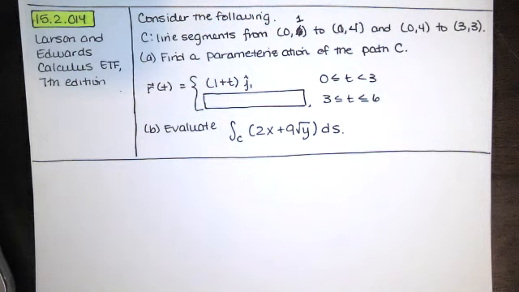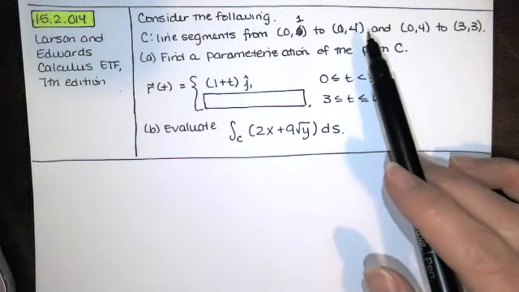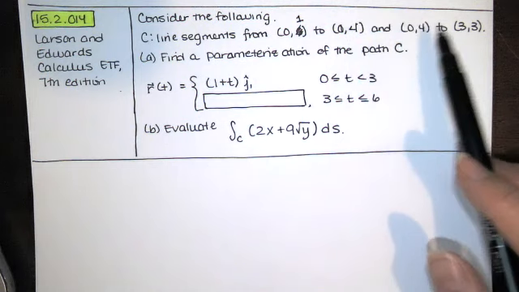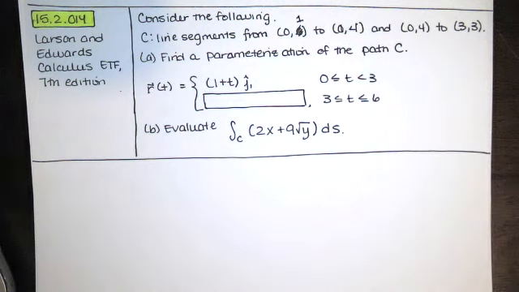C is a path. It consists of line segments that start at x equals 0, y equals 1, and go to 0, 4. And then from 0, 4, you go to the point x equals 3, y equals 3. In part A, we're asked to find a parameterization of the path C, and in part B, we're asked to evaluate this line integral of the scalar function over the path C.